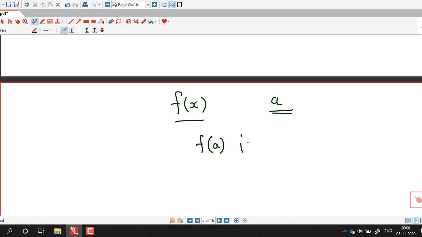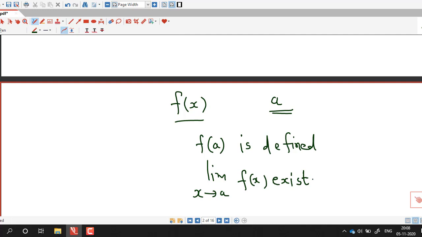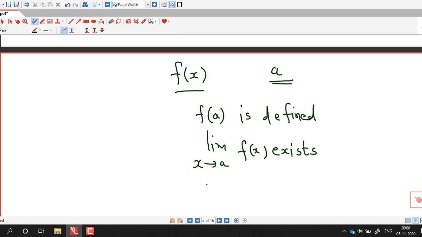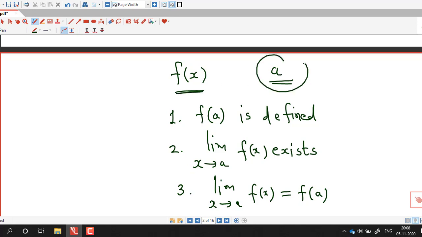First condition is function is defined. Second condition is function has a limit as x tends to a. So limit of f(x) as x tends to a exists, and the third requirement is if limit exists at a point a, then it must be equal to value of function at that point. So if these three conditions are satisfied, then we say that function f(x) is continuous at this point a.